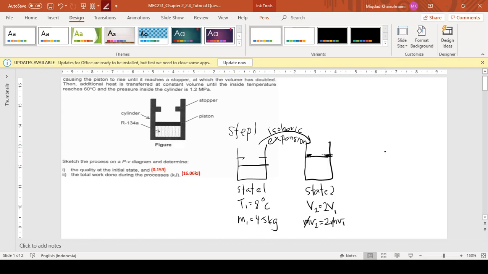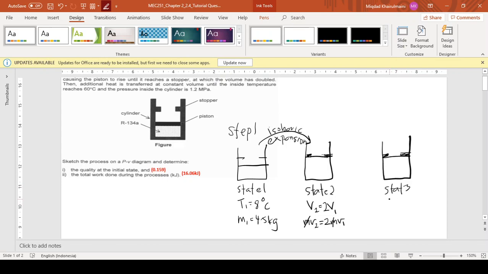Since the substance is expanding, we can write it as an expansion process. And then there is a second process. So from state 2 to state 3, there is a constant volume process according to the question. So the piston does not move anywhere. So it's a constant volume process, still at the stopper here. And then, this is state 3.